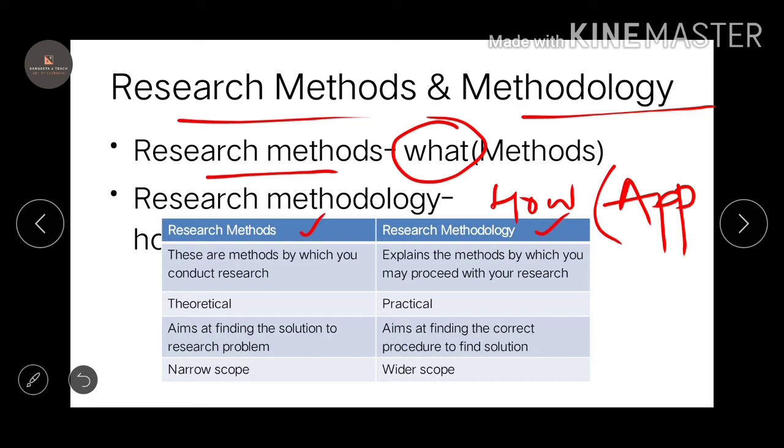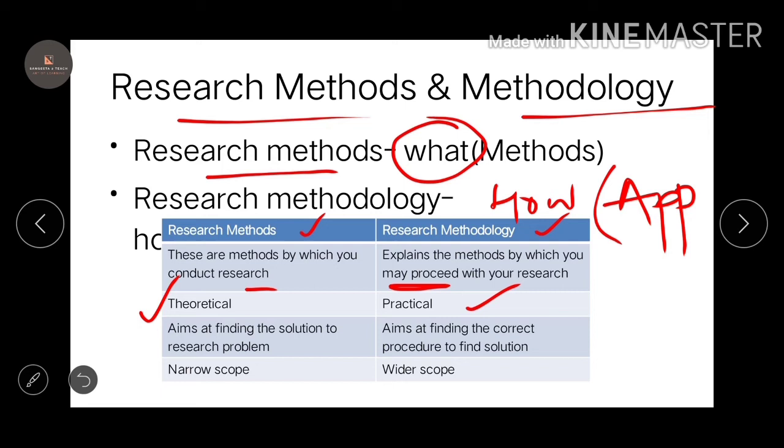These are the methods by which you conduct a research. So you say that this is the method I'm using. Methodology is the process or the procedure that you are using for your research. It explains the method. It is just a method, and in the methodology it will explain what kind of method you are using. Research method is theoretical in nature, whereas methodology, as you are explaining the process or a procedure, is practical in nature.